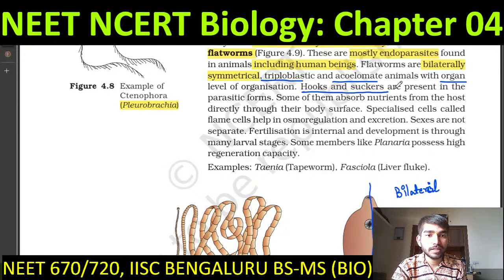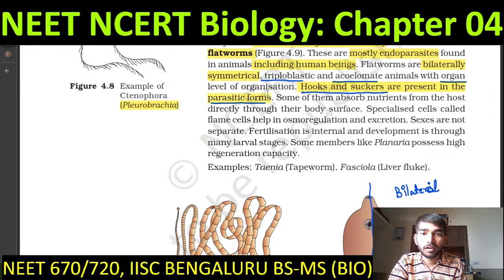Hooks and suckers are present in the parasitic form. Again, this is very important. They have hooks to cling to the host tissue so that they don't get out of the host body just by some fluid flow. So, for example, they can get stuck to your stomach, and even if you're drinking lots of water, they will not come out because they have this hook and sucker like structure, which helps them stick properly or rigidly to the host.